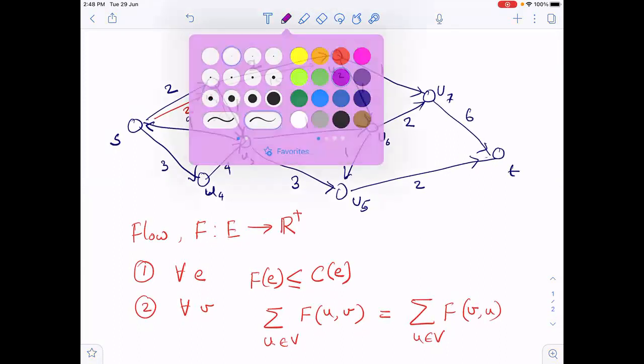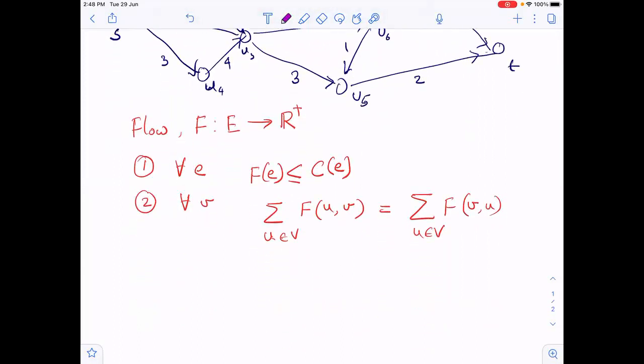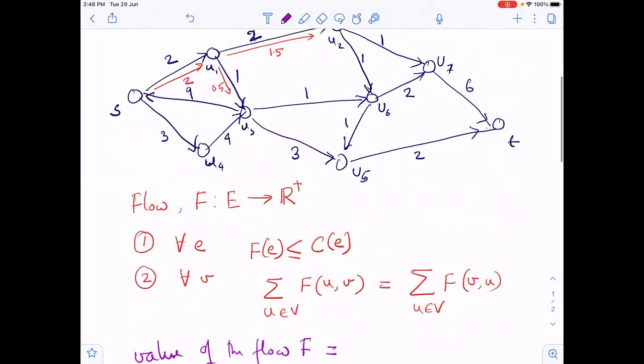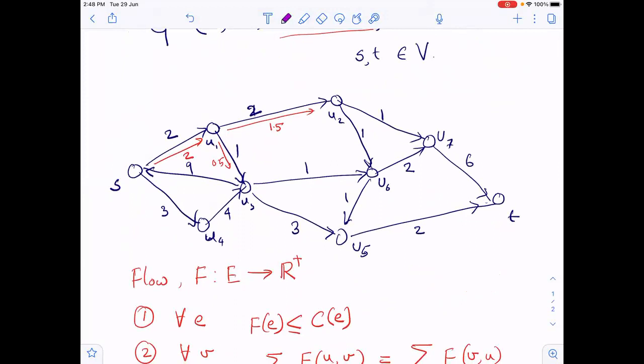What is the weight of the flow, or the value of the flow F? This is the quantity of stuff that one can push from the source to the terminal. So what is that? It is of course the amount of stuff that is going out of S, right? This is also the amount of stuff that is coming into T.